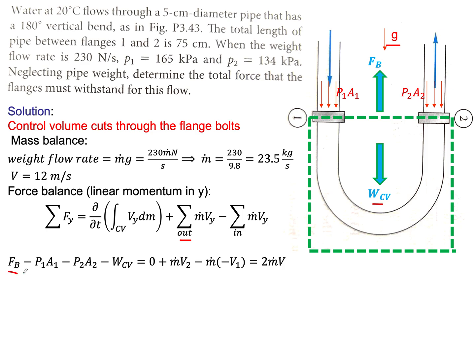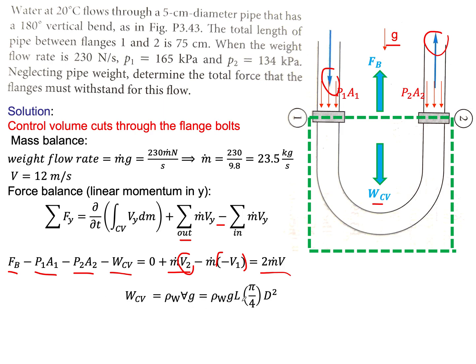We have buoyancy in the positive y direction. P1 and P2 are in the negative y direction, so that's why we subtract them, as well as the weight of the control volume. We have momentum flux out, and so this is m dot v at the outlet. So this is V2, and V2 is in the positive y direction, so we kept it positive. And then we have a minus sign multiplied by m dot times V1, and you'll see that V1 is just minus v. It's in the negative y direction. So that's why we have m dot V2 minus V1, so that's 2 m dot v.